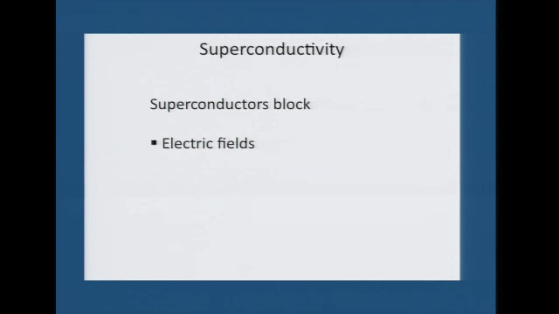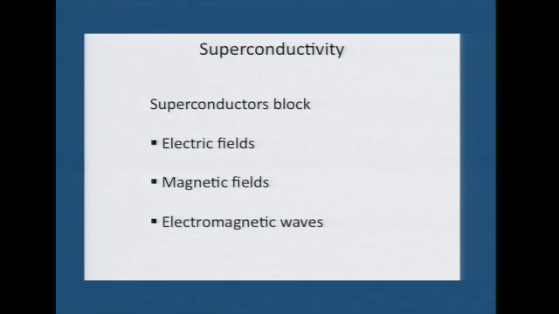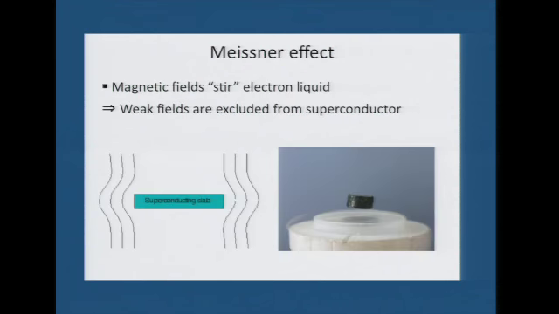The other remarkable thing is that superconductors block electric fields, and they block magnetic fields, and they completely block electromagnetic waves as well. Let me explain how this works by just looking at how they block magnetic fields. If you've got a superconductor, what the magnetic field does is it tries to stir up the electrons. And we learned a little while ago that you can't stir up a superfluid easily. And so the electrons don't get stirred up. And that forces the magnetic field lines to duck around the superconductor instead. They can't pass through the superconductor.